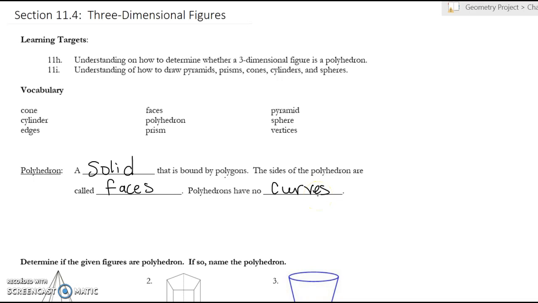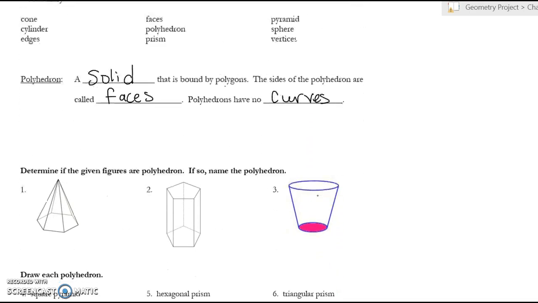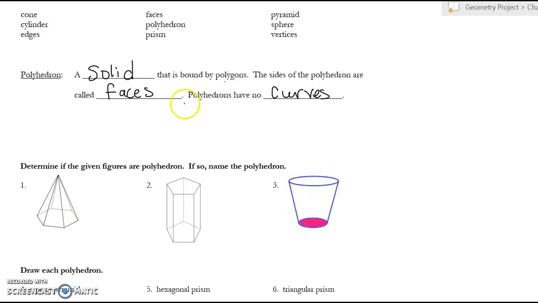Okay? And so we're going to talk about some of the different ones, determine if it's a polyhedron and then what type. So if we look at number 1, I don't see any curves, so this is a yes. And this is a pyramid because it goes to one point. So this is a pyramid, and if you wanted to be specific about the type of pyramid, I count the sides. 1, 2, 3, 4, 5, 6. So this is a hexagonal pyramid.